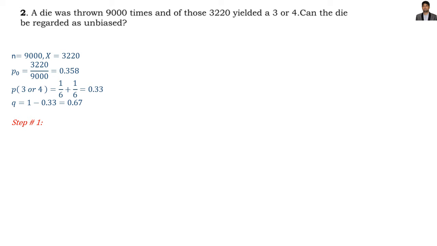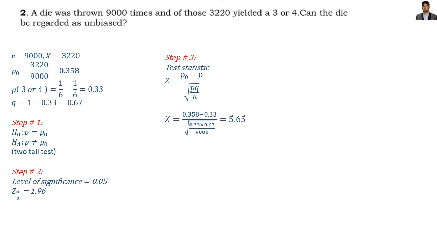Step number 1, formulate hypothesis. H naught: P is equal to P naught. Alternate hypothesis, P is not equal to P naught. It is a two-tailed test. Step number 2. Level of significance is equal to 0.05 and the value is 1.96 from the distribution table.